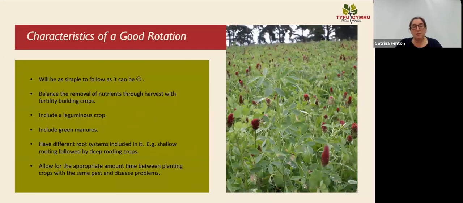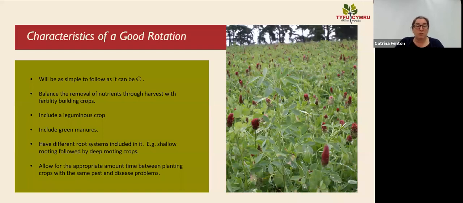So a few key principles. Keep it as simple as possible, I think, and in various ways. That includes dividing up the space that you're going to be growing things in. And what you're trying to do, and this is what makes a crop rotation a good crop rotation, is balance that removal of nutrients with building up nutrients in the ground, building up that fertility with the crops that you grow in sequence.